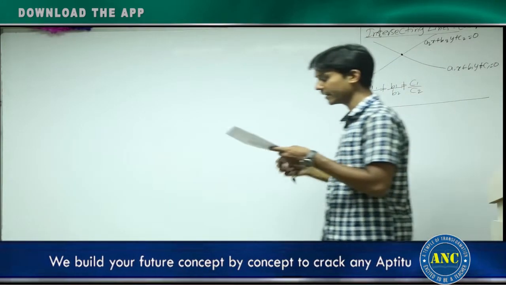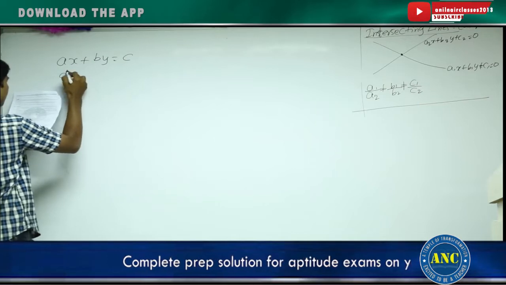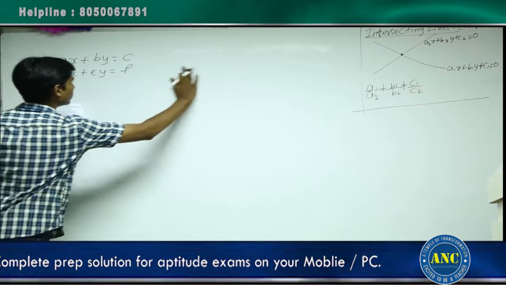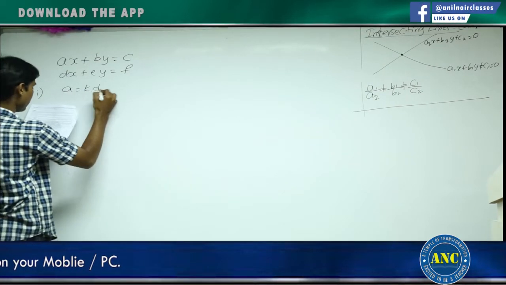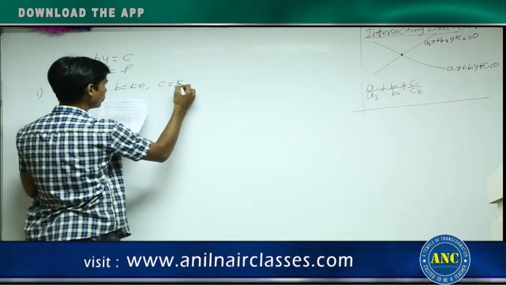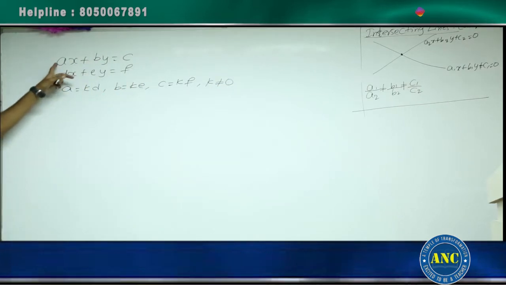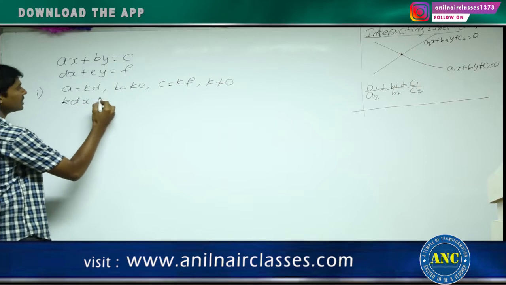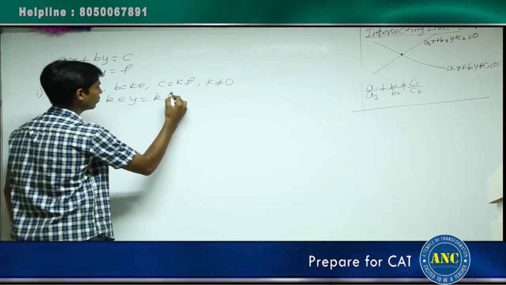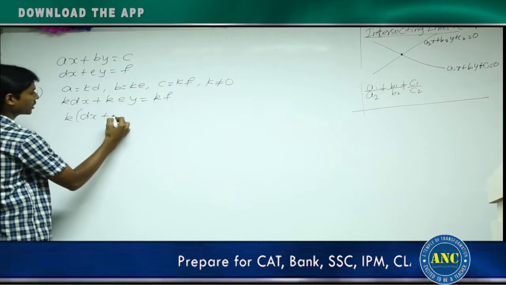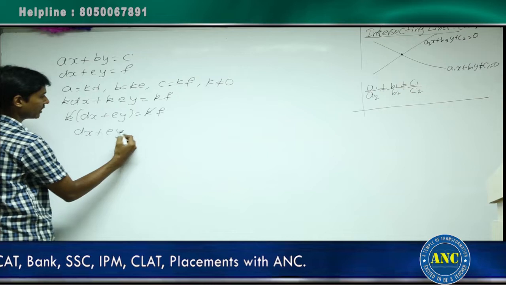How many pairs of real numbers satisfy the equation? Take the first statement alone: A is equal to KD, B is equal to KE, C is equal to K into F, K is not equal to 0. If I substitute these in the first equation, it becomes KDX plus KEY is equal to KF. Taking K common, and since K is not equal to 0, DX plus EY is equal to F.